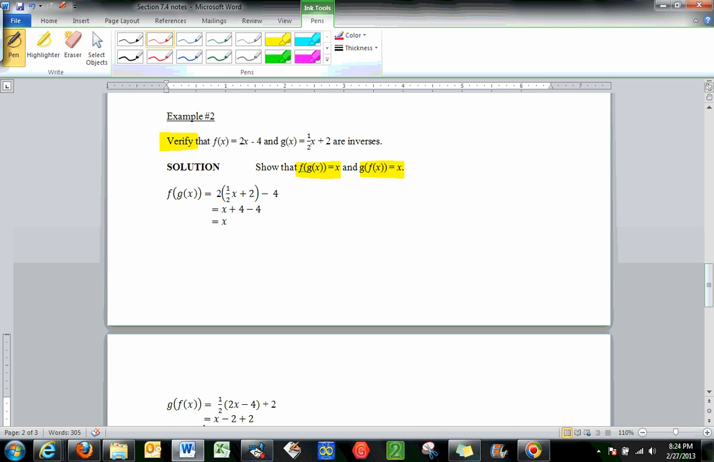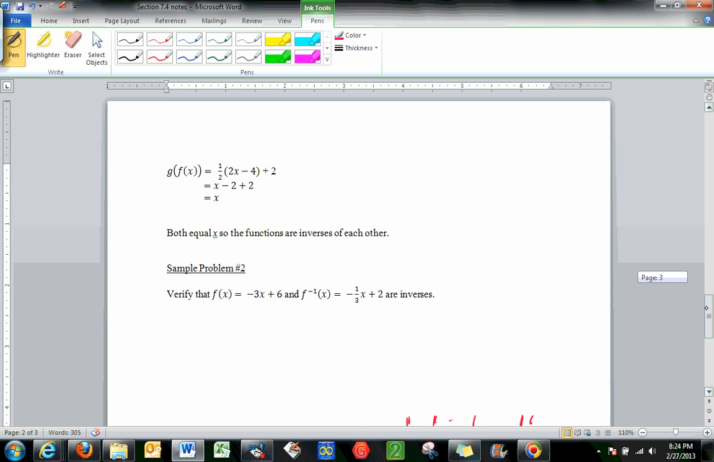We need to replace x with g of x, and you can see here in the f of x function we've replaced the x value with the g of x function, and we've created the composite function. Now in this first composite function we get a value equaling x. This does not guarantee that they're inverses. Remember, both composite functions are going to have to equal x to prove that they are inverses. So it is required for us to go the other direction.